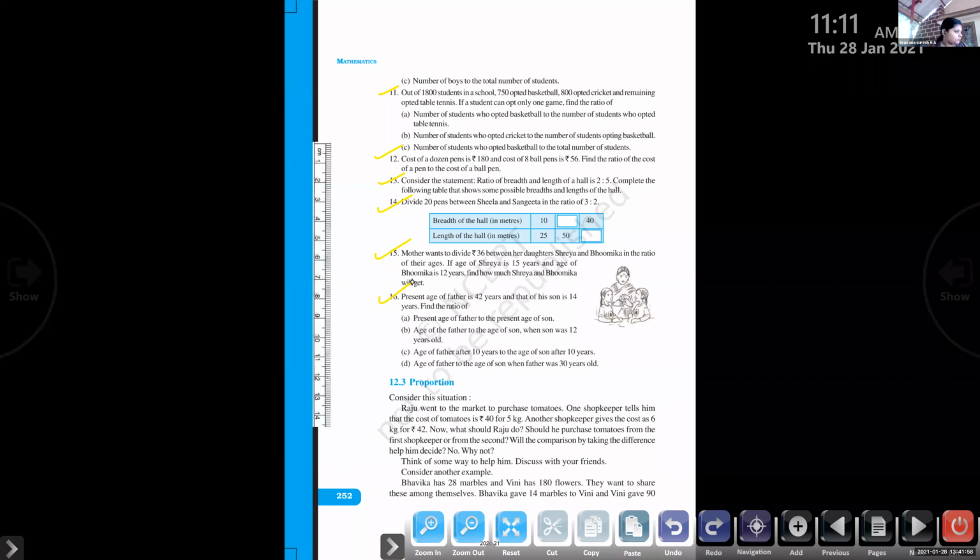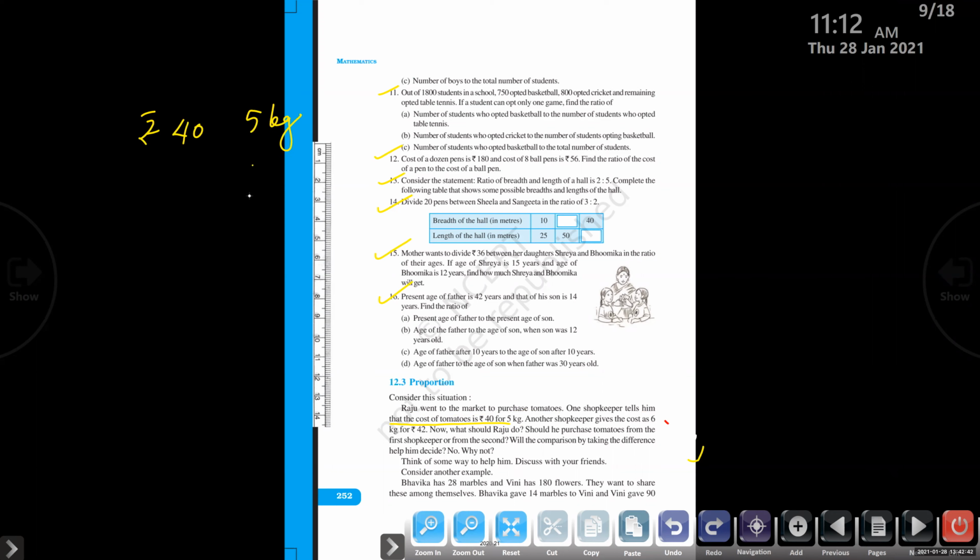Okay. Consider the situation: Raju went to the market. We are dealing with proportion. What is proportion, and what is the connection between ratio and proportion? That's all we'll study now. Raju went to the market to purchase tomatoes. One shopkeeper tells him that the cost of tomatoes is ₹40 for 5 kilograms.